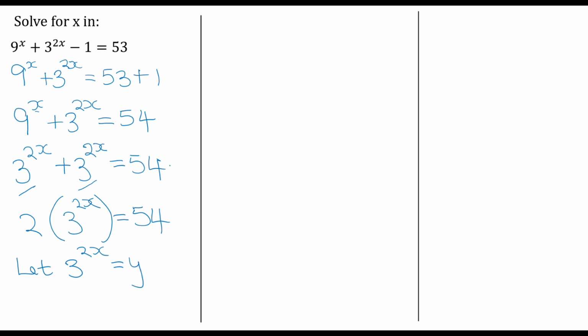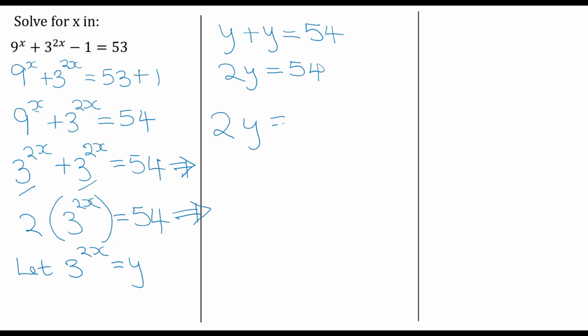Therefore, considering this one here, that becomes y plus y is equal to 54. Therefore, 2y is equal to 54. Considering this one here, 3 to power 2x is unknown, so you'll still have 2 into brackets, or 2y, is equal to 54. You can see they are the same.